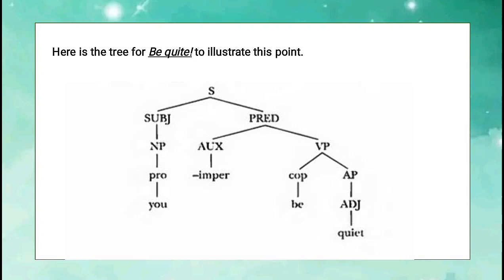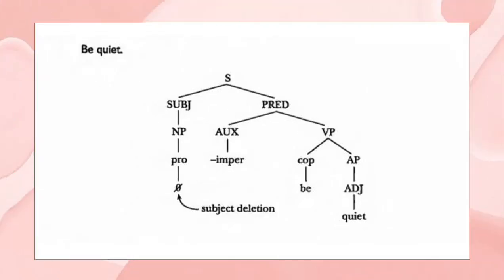In this tree, we can see the subject you is present. But if we apply this rule of subject deletion, we will remove the subject you in the sentence. As you can see, the you in the previous diagram is now deleted in this tree diagram. By this, we are now able to read this sentence as be quiet. But let's take note that even though the you is not present in the sentence anymore, it is still understood to be present. Because, like what I said earlier, imperative sentences typically do not include the subject because the subject is understood to be the person being addressed.